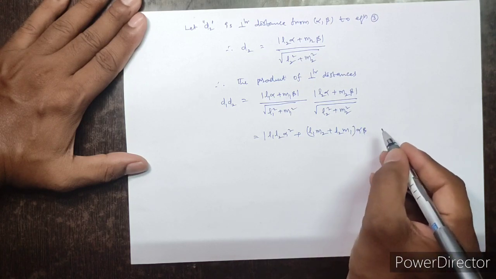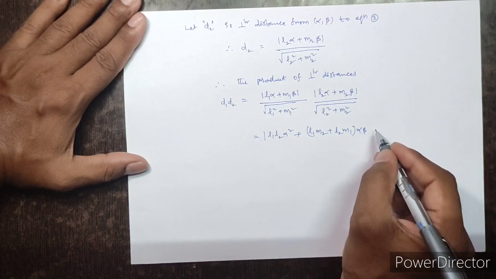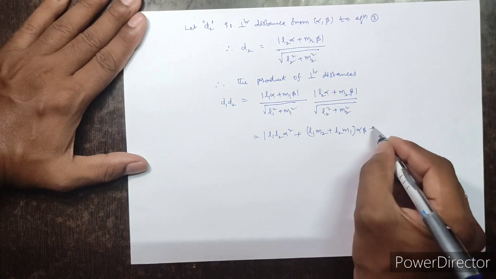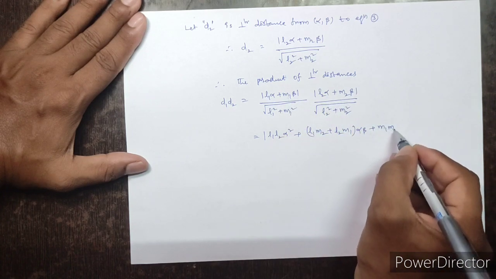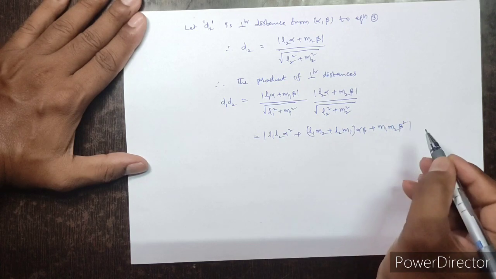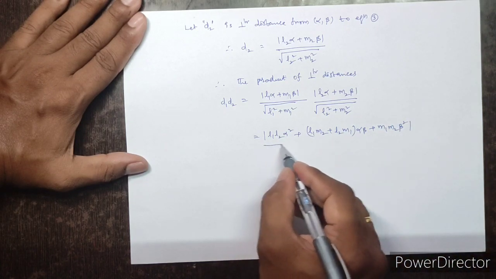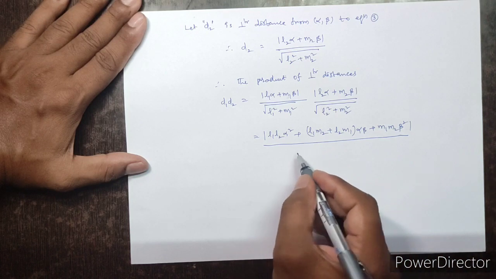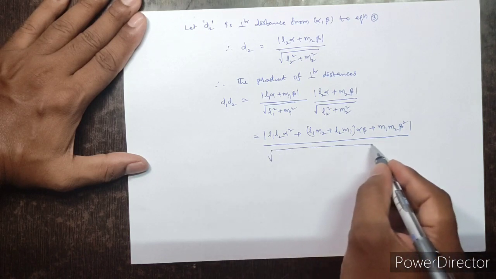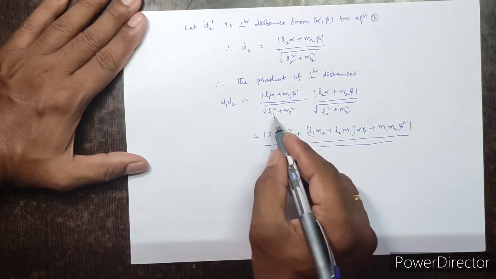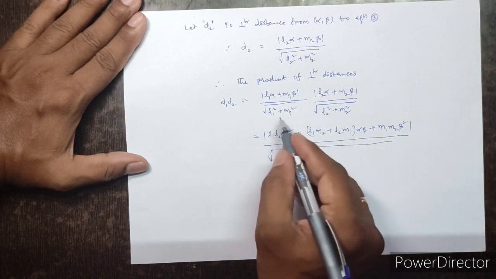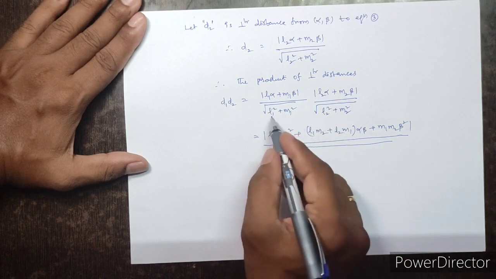Just you can take the common and write. Next one, this is M1 M2 beta square, M1 M2 beta square by root of, this is L1, root of A into root of B is nothing but root AB. Just you can multiply L1 L2.